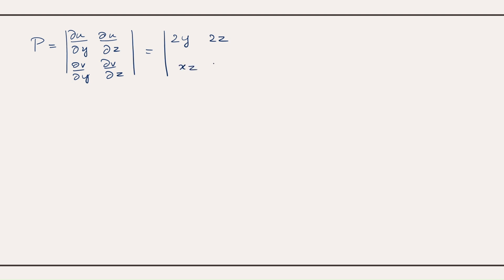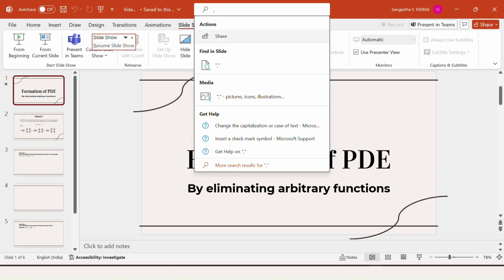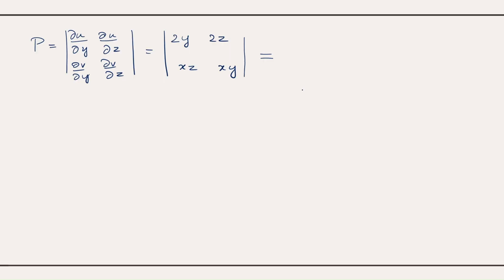We know already that capital P is equal to the determinant of dou u by dou y, dou u by dou z, dou v by dou y, dou v by dou z. Already we have found the derivatives, so substitute them. This will be 2y, 2z, and xz, xy. Again you have to expand the determinant. While expanding the determinant, this gives you 2 into xy square minus 2 into xz square.